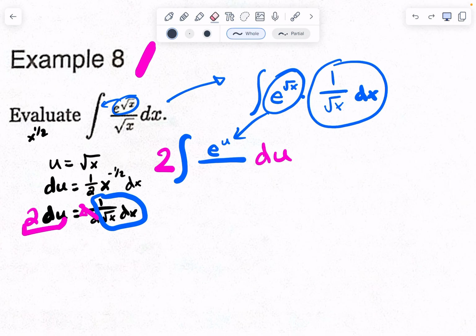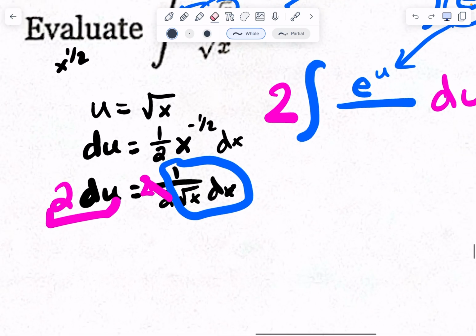Du replaces dx. Dx is behind it, so du replaces dx. So since the dx was behind it, du is behind it.